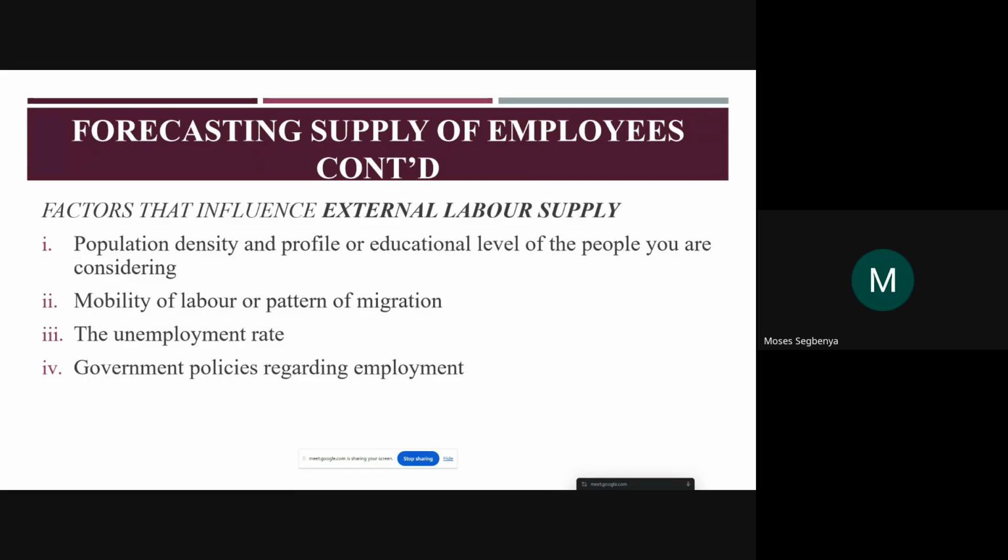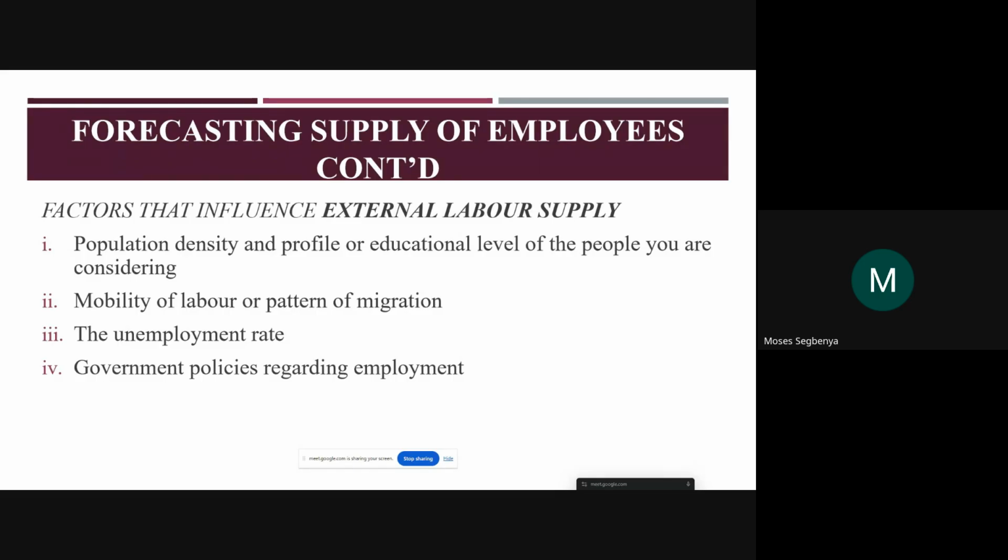Mobility of labor or pattern of migration. How many people come to that area, knowing very well that everybody is rather leaving the village to the city to look for a job? So if you are now looking at how people are going to move from the city to your village, is that going to be easy? What about the unemployment rates? That should be of concern to you.